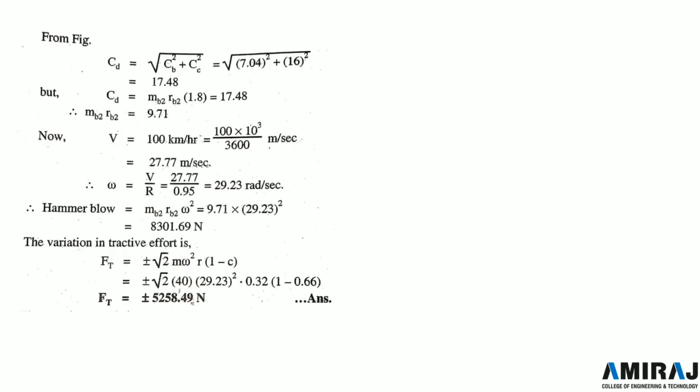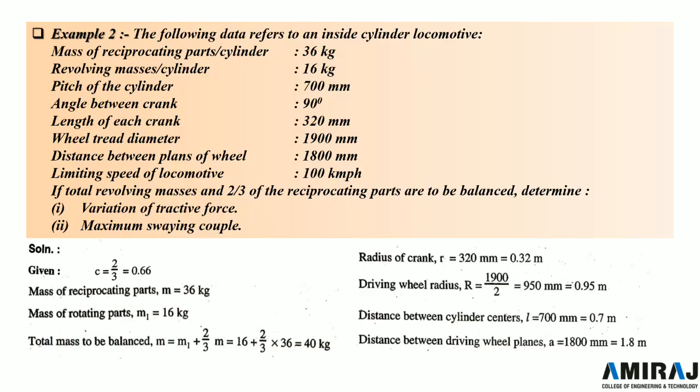So here we can easily find the CD. Then the velocity is given, so we can find the omega, which is equal to V by R, and hammer blow is given by this equation. We put the hammer blow equation, so from that we will find the variation in tractive force, as we know that m omega square C, and C is given by this equation. Here only the 2/3 fraction is given, so 0.66 is the value of C. We will put it in the equation.